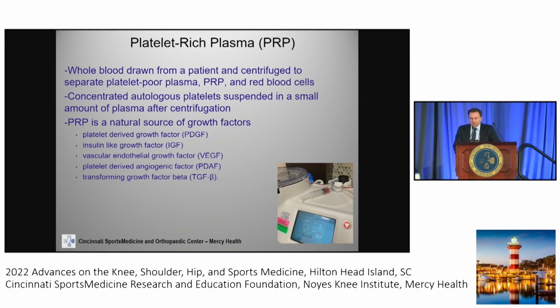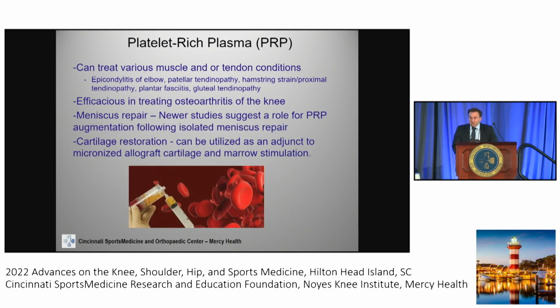PRP, this is whole blood. It's drawn from the patient and centrifuged down. We really have the concentrated autologous platelets suspended in a small amount of plasma, and there's an abundance of growth factors. And I would argue that this is perhaps the most widely used orthobiologic agent in our field currently. It can treat various muscle and tendon conditions. It's been shown to be efficacious for osteoarthritis of the knee. There's some emerging data that demonstrates that it may play a role in augmentation of meniscus repair, and also potentially a role as an adjunct to certain meniscus or cartilage repair techniques that I'll cover in the next lecture.